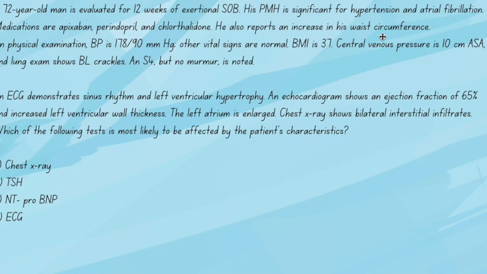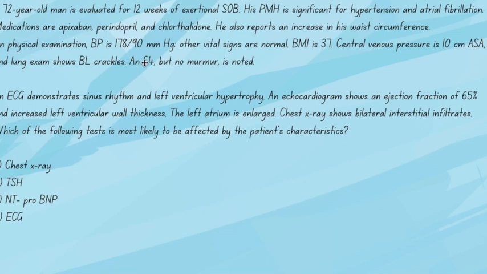On physical exam, the blood pressure is 178/90. His other vital signs are stable. The BMI is 37. The central venous pressure is 10 centimeters. Wow, 10 centimeters above the sternal angle. So we have elevated JVP, increase in waist circumference. We have fluid overload with exertional shortness of breath. We're talking about heart failure. Lung exam shows bilateral crackles. Done. We have fluid overload. We have crackles, we have increased waist circumference, we have elevated JVP.